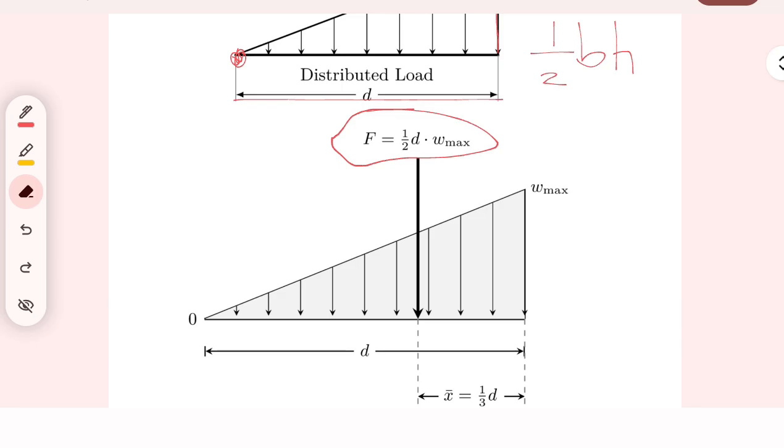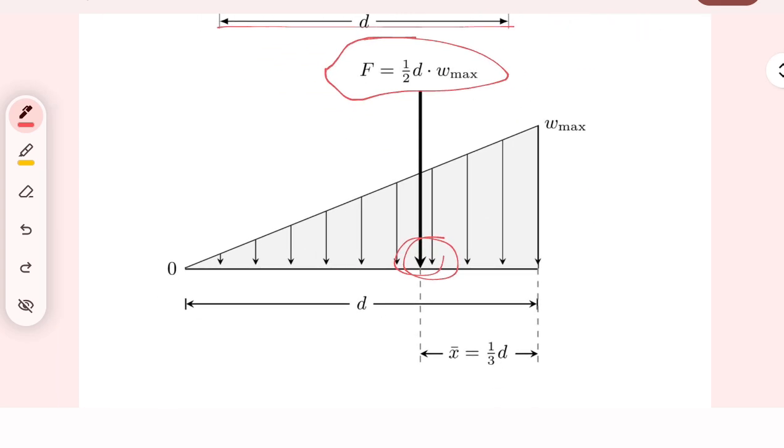And where is the centroid of the triangle? It is somewhere there. That's the centroid of the area of a triangle. And how far is it? We cannot just say it is there; we need to give a location of where it is. It is actually 1/3 of the distance d. So if you have a triangle like that, the centroid is located somewhere there.